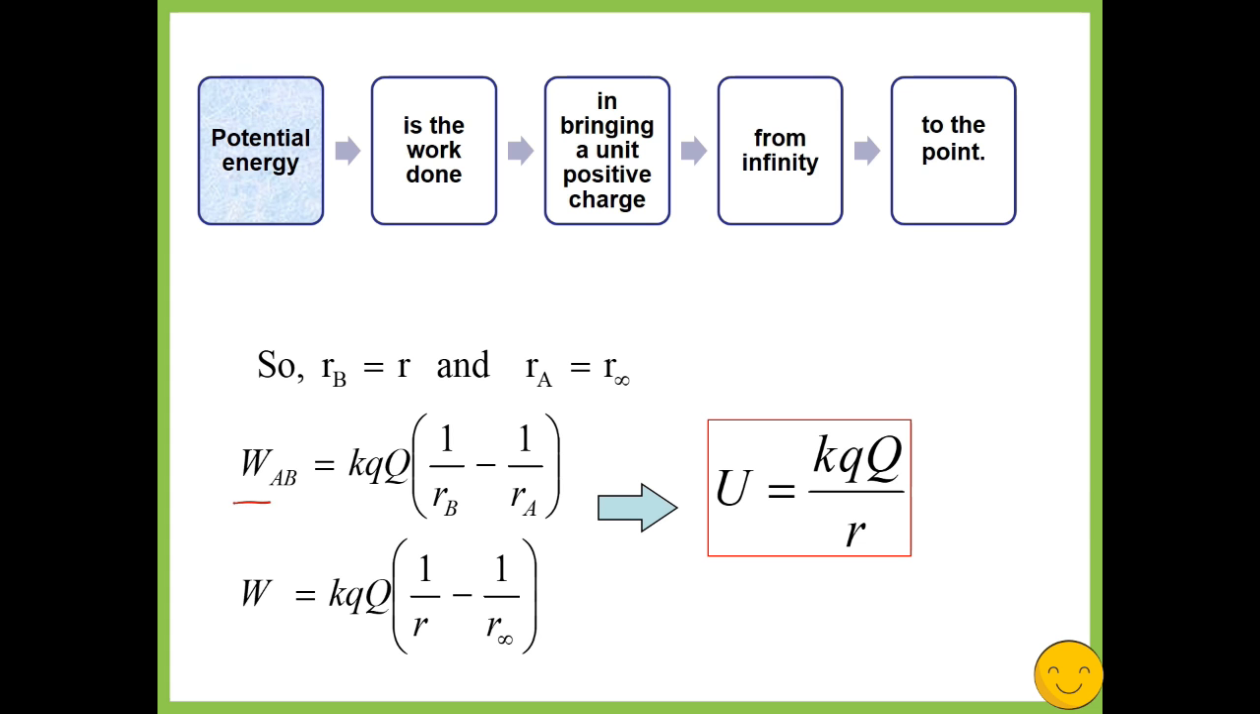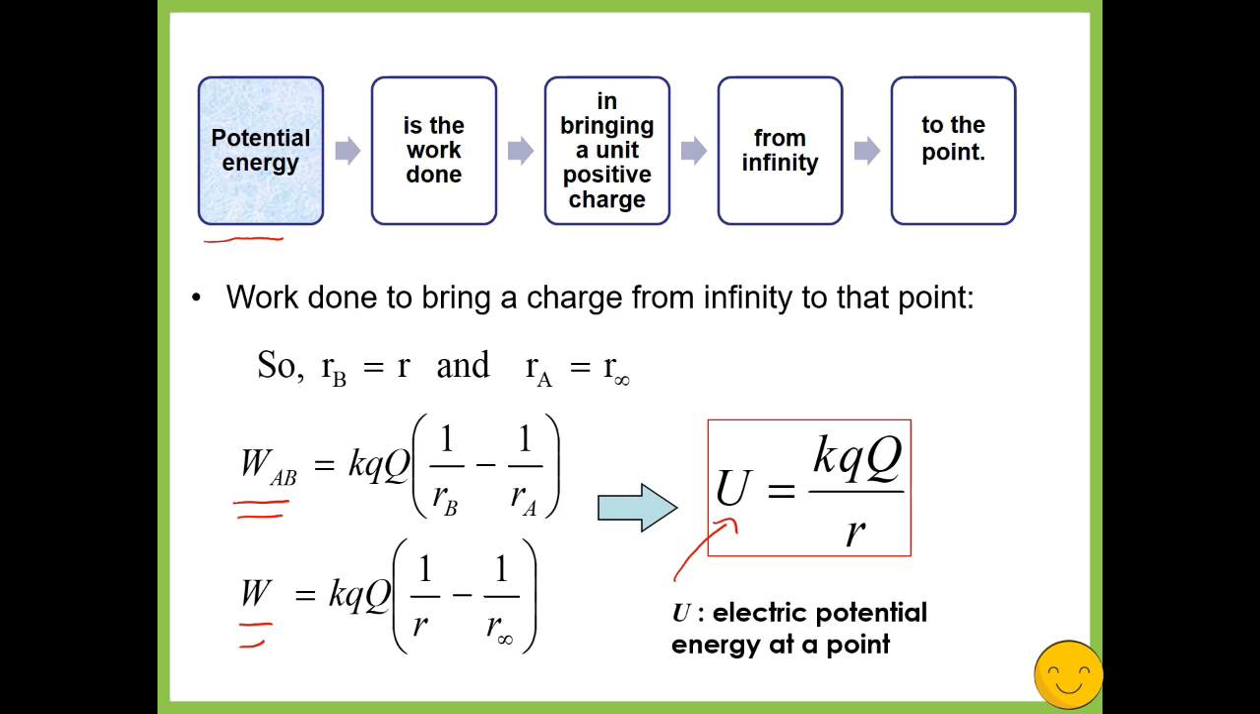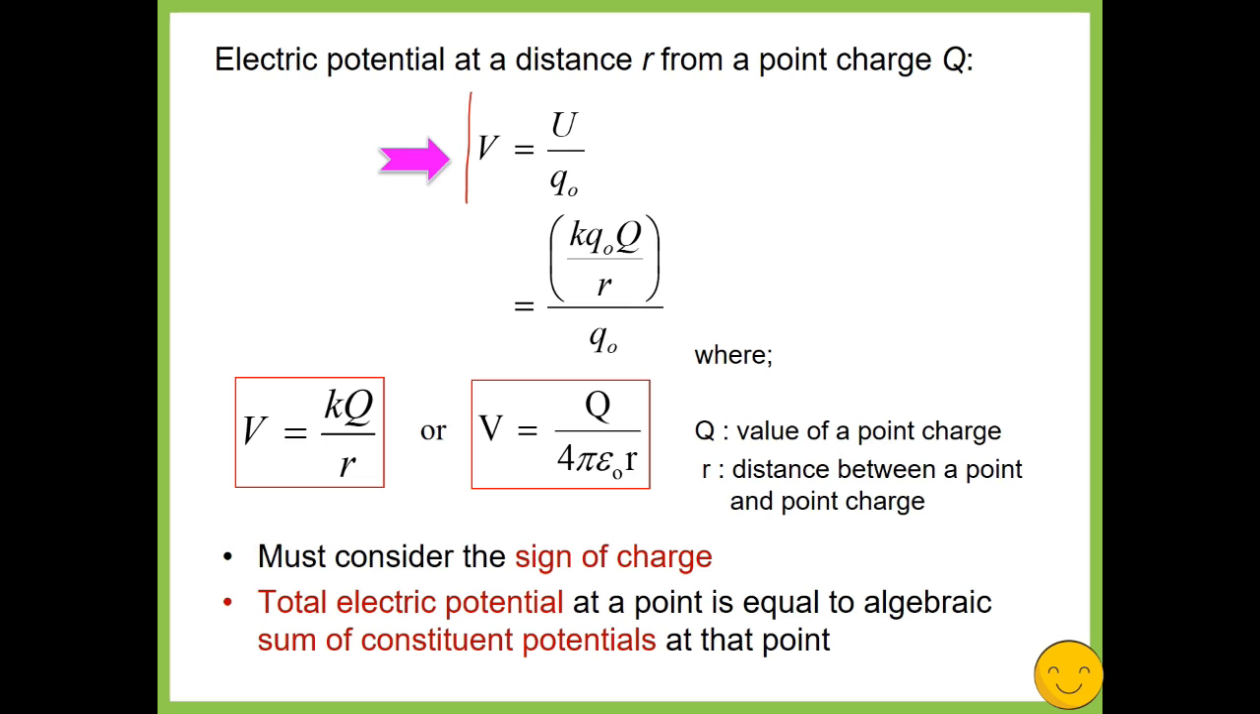From the term of the work done we got earlier, we can have the term for the electric potential energy, that is U is equal to KQq over R. This is the definition of potential energy. It is equal to the work done to bring a unit positive charge from infinity to a point. Electric potential is equal to electric potential energy per unit charge. So we take the equation that we got before and divide by the test charge, and finally we have the other term for electric potential, that is KQ over R.